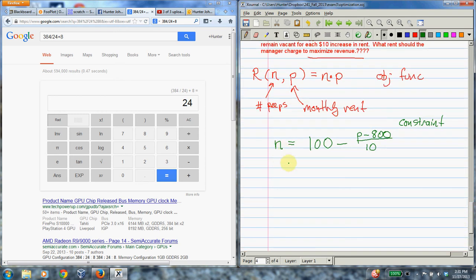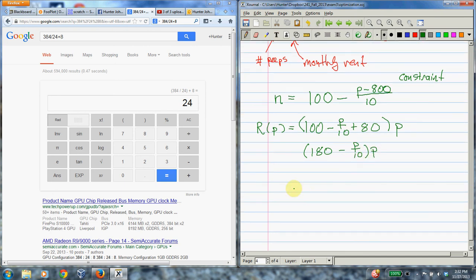So let's do that. Actually, n is already conveniently solved for. So this is going to make revenue a function just of P. It's going to be 100 times, let's call this P over 10 plus 80. I just did a little algebra there, times P. And what is this? This becomes 180 minus P over 10 times P. And I'm just going to go ahead and multiply in that P too. So this is 180P minus P squared over 10, and let's take the derivative.